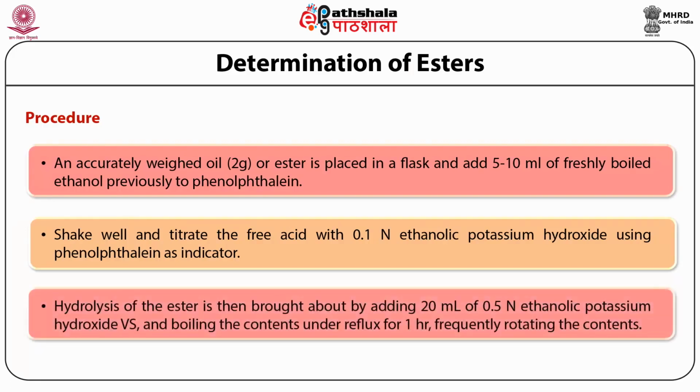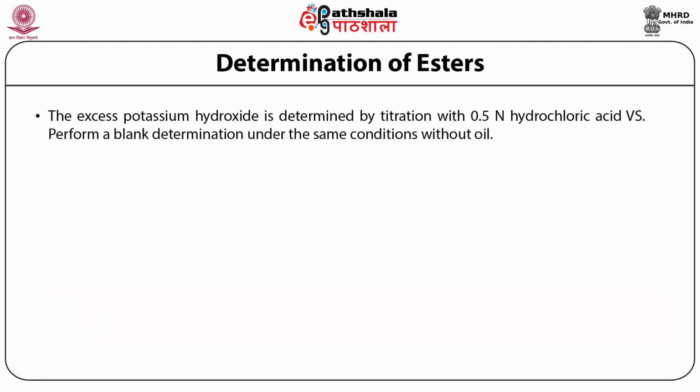The hydrolysis of the ester is then brought about by adding 20 ml of N/2 ethanolic potassium hydroxide and boiling the contents under reflux for 1 hour, frequently rotating the contents. The excess potassium hydroxide is determined by titration with N/2 hydrochloric acid. A blank titration is also performed under the same conditions without oil.